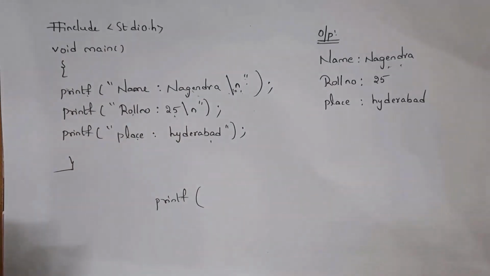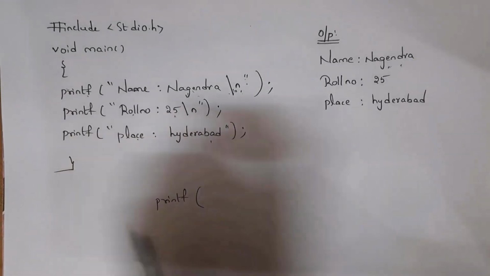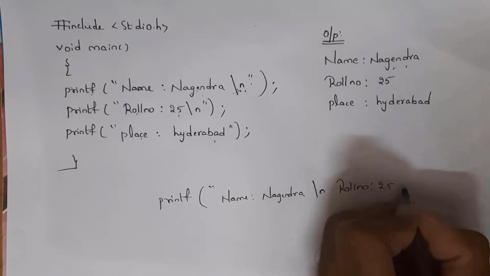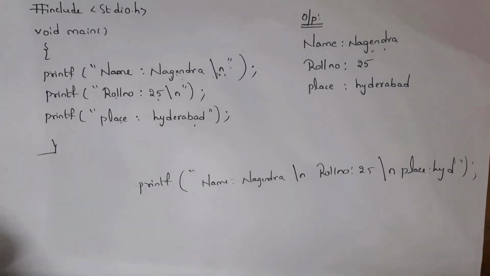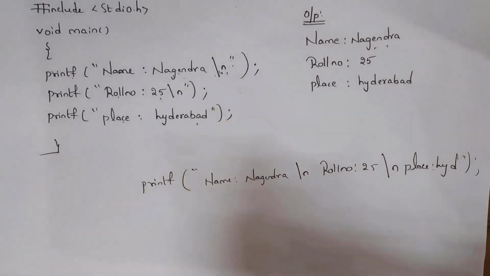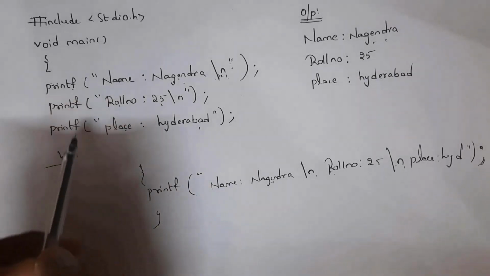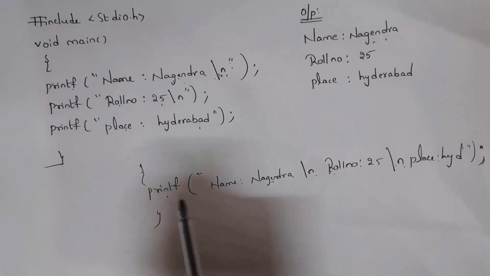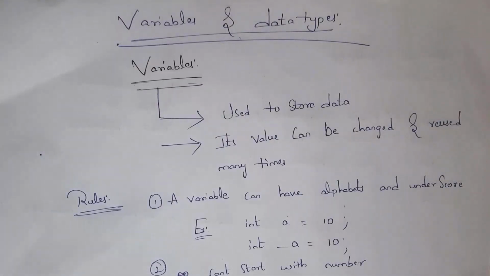Or you can also write like this by taking a single printf. You can write name Nagendra \n roll number 25 \n place Hyderabad. By taking a single printf also you can write this program. Instead of taking 3 printf functions, you can take a single printf function, and inside this printf function you can write like this. Next I will explain variables and data types.